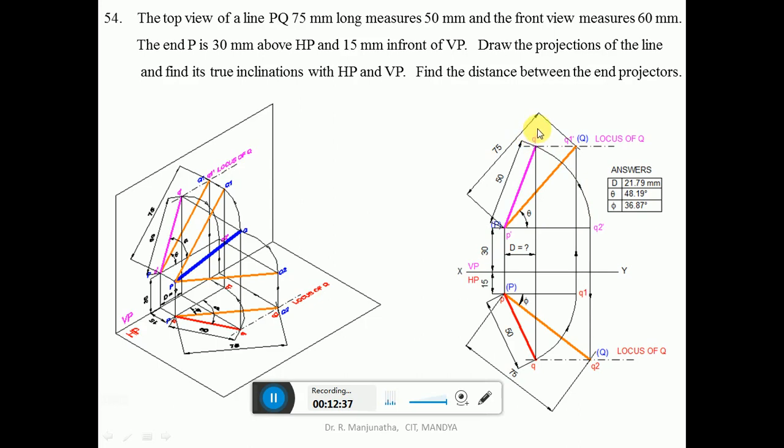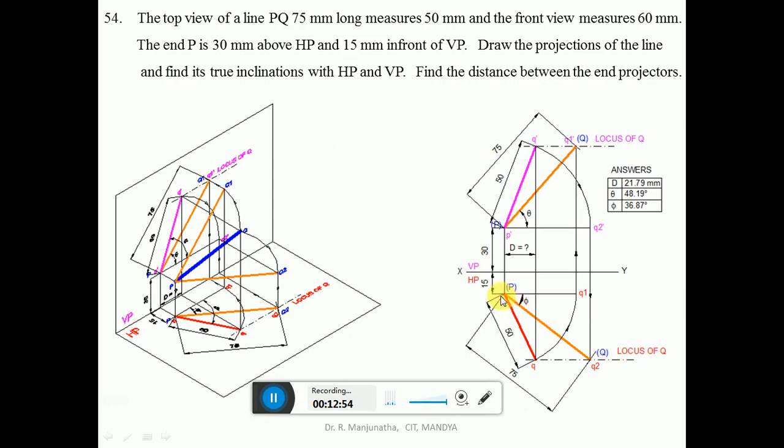You mark this point as Q dash and join P dash Q dash with a dark line, which is going to be the front view. Similarly, with P as center, because of the presence of the locus of Q here in the top view, we have the true length in VP, which is at this point, and this is the locus of Q.